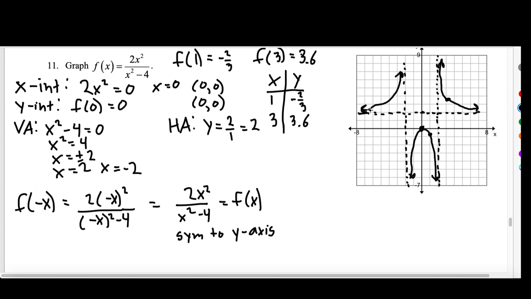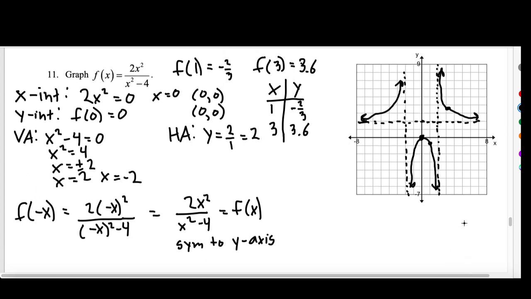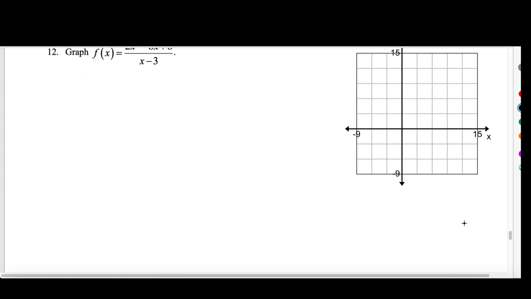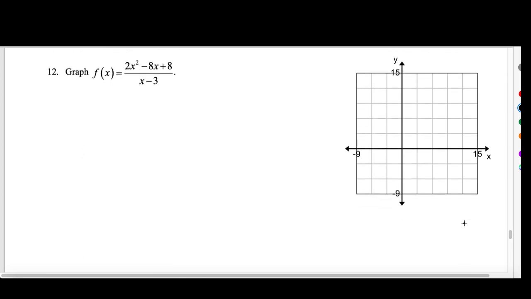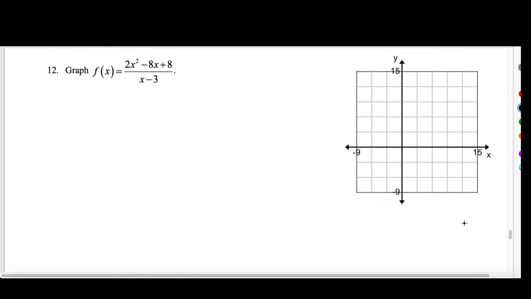All right, and we'll just do one more example. We'll be done with this section. This one is one that involves a slant asymptote. F of x equals 2x squared minus 8x plus 8 over x minus 3.